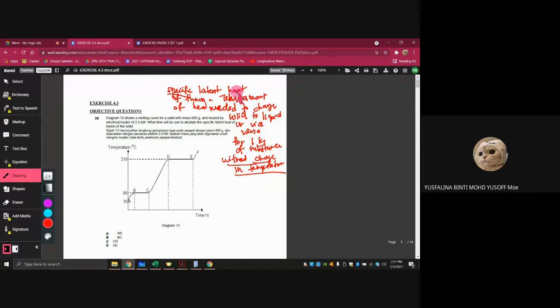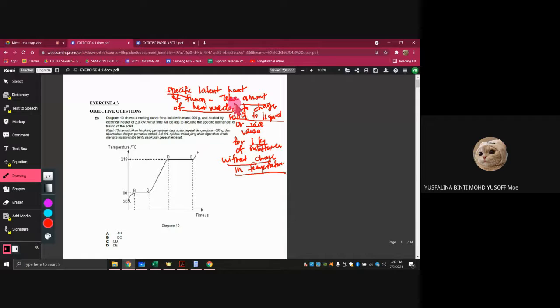So this is the meaning of the specific latent heat of fusion. You must have the words amount of heat needed, change from solid to liquid or vice versa, 1 kg, and without change in temperature. These are the key words.